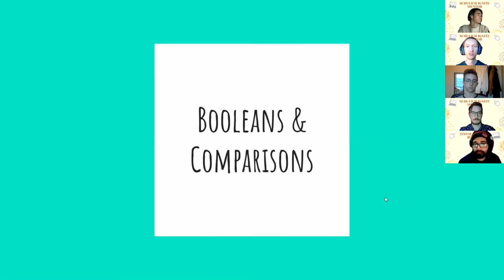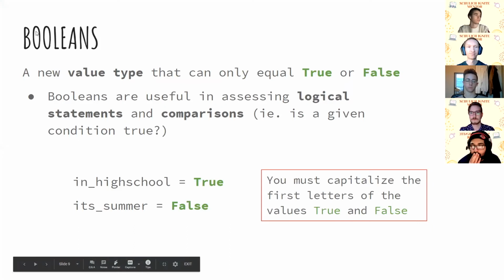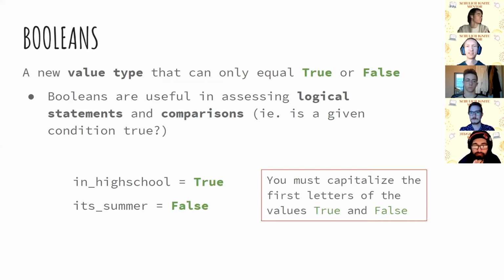Okay, so we're going to get to our main content for today. We're going to be starting talking about Booleans and comparisons. A Boolean is a fancy word that means that it has one of two values. It's a type of value, and it can only be true or false. These are going to be useful in assessing logical statements and when we're doing comparisons. The result of a comparison can be either true or false.